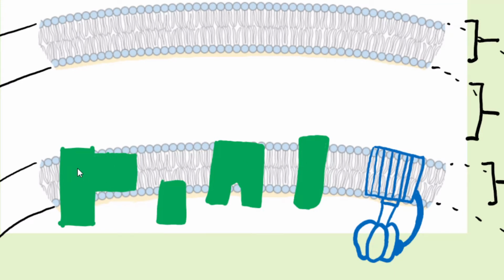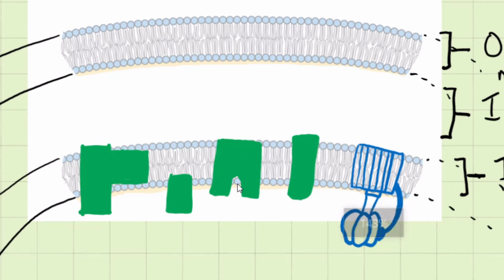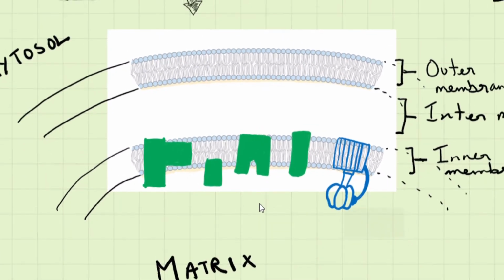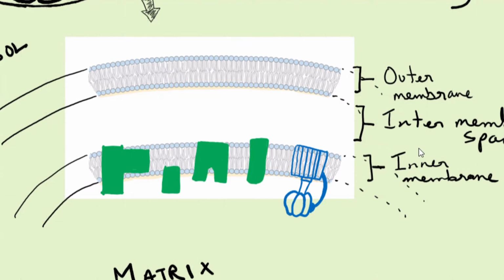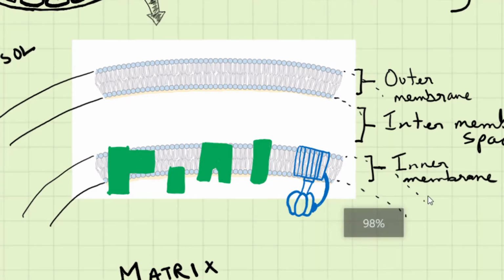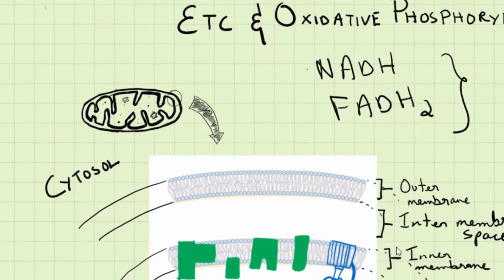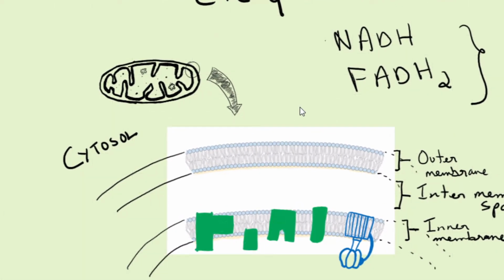This transport of electrons from one protein complex to the next is coupled with the release of energy that translocates protons from the matrix into the intermembrane space, creating a proton gradient, which will be used to drive the formation of ATP. So now we will take a closer look at how those electrons are being transported.